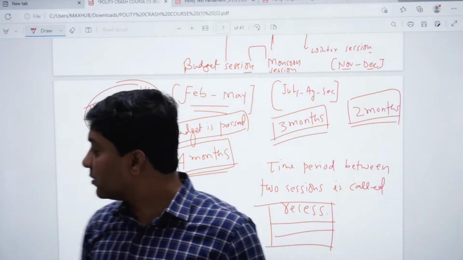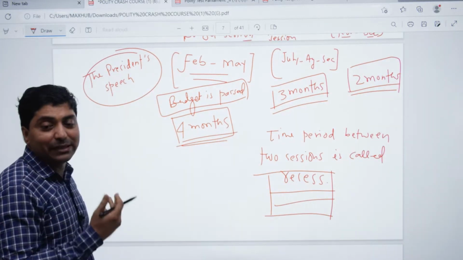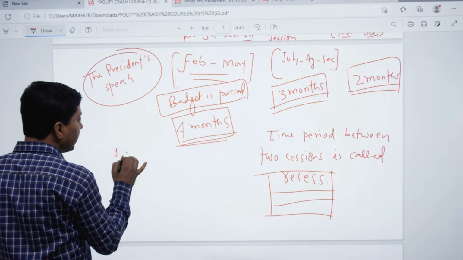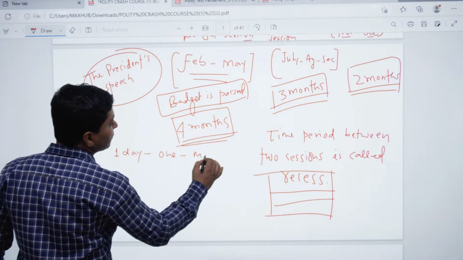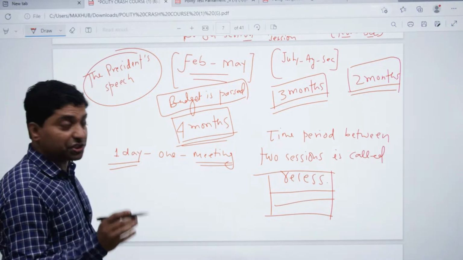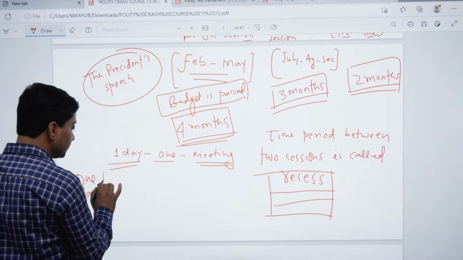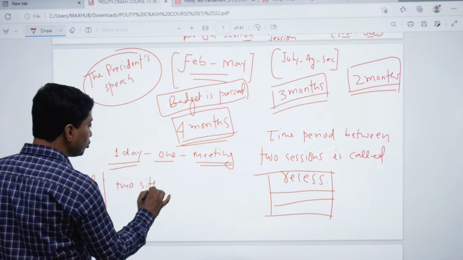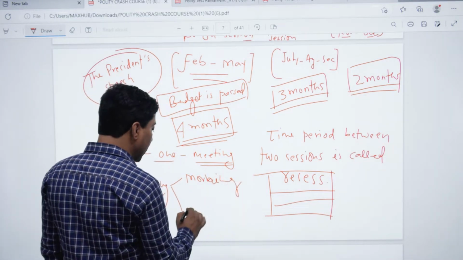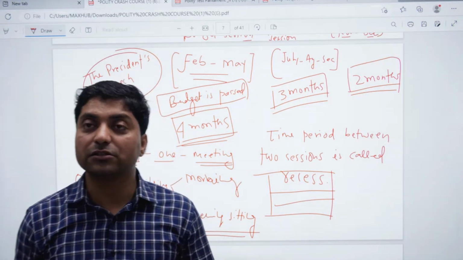Right. And each session of parliament has many meetings. For 4 months they meet, so each day they meet. One day is one meeting. Each session consists of many meetings, and each meeting has 2 sittings. In one day there are 2 sittings, called the morning sitting and the evening sitting. So each day parliament has 2 sittings.